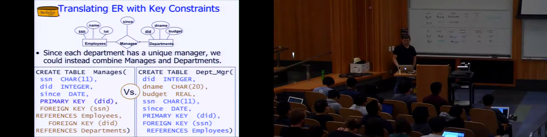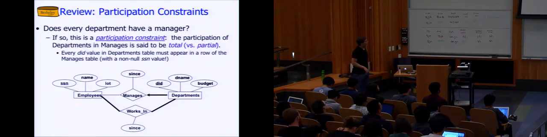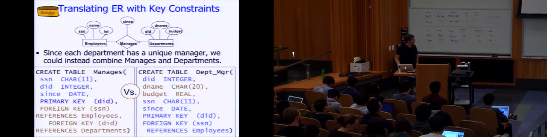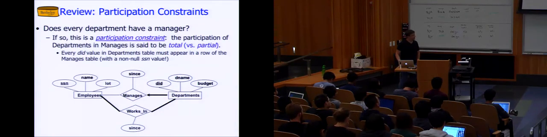Good? Okay, now let's look at participation constraints. All right, we want every department to have a manager. So before, every department had at most one manager. In this picture, every department has exactly one manager.